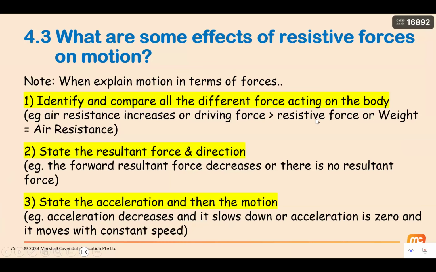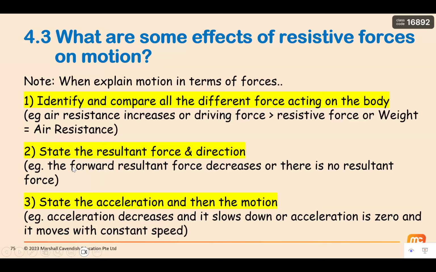So you identify these are the forces and you compare the different forces. The second part, we need to say, so what happens with all these individual forces? You definitely need to state the resultant force. So the forward resultant force decreases, or there is no resultant force, or the resultant force is now negative, upwards, etc. You need to mention what happens to the resultant force as a result of all these individual forces.